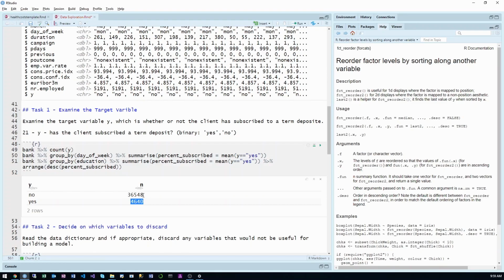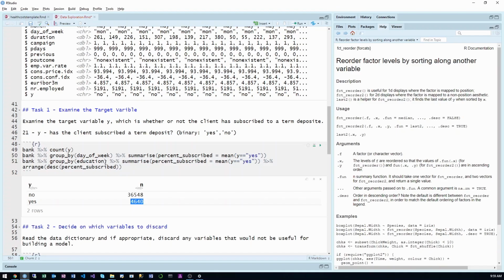This is important to note because if you're building a classification model, this is what's called an imbalanced class. And so you have to use certain techniques such as oversampling or undersampling or stratified sampling when you are training the model.